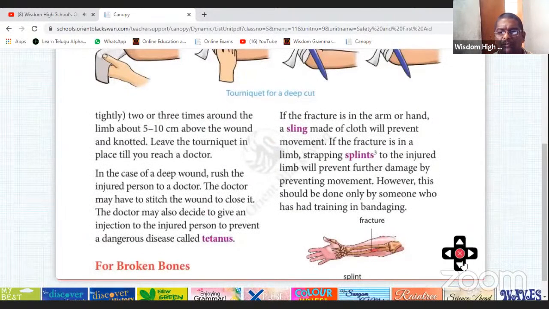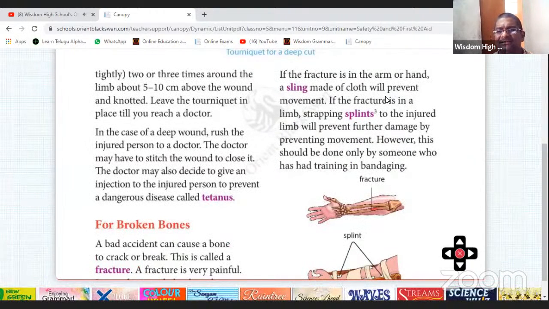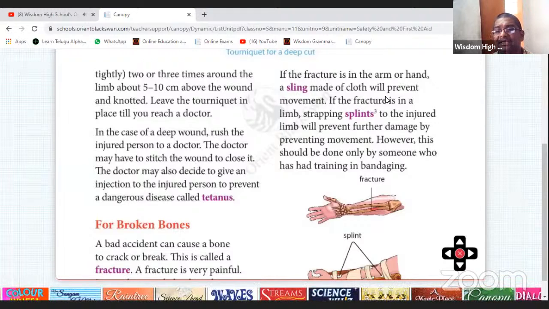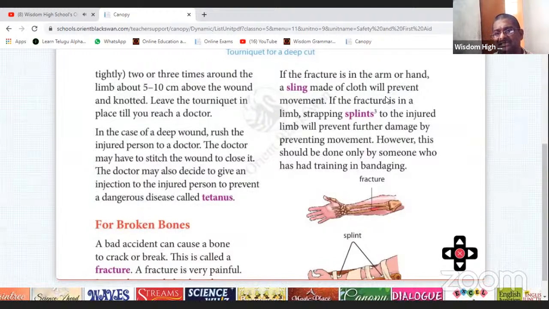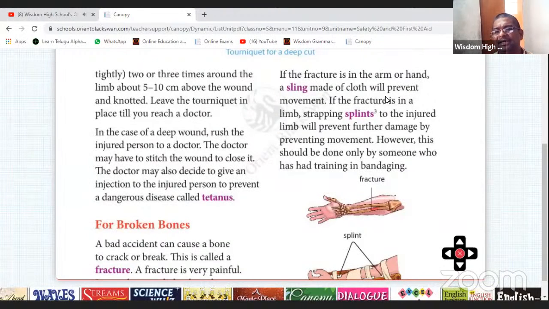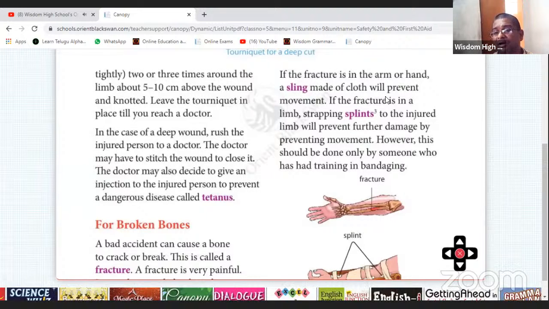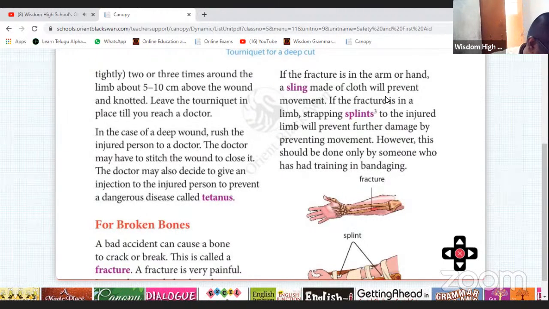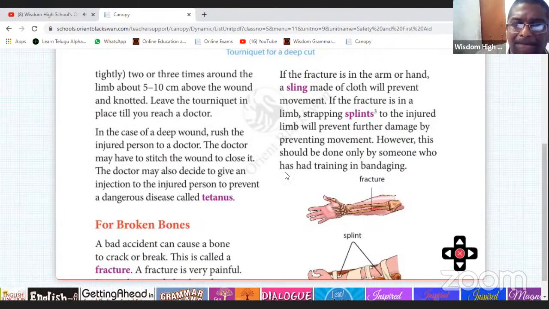Next, now how we have to give the treatment to the fractured bone. If the fracture is in the arm or hand, a sling made of cloth will prevent movement. If the fracture is in the limb, meaning arm or leg, we discussed strapping. Dear children, concentrate here. What does sling mean? You may write the meaning of sling.